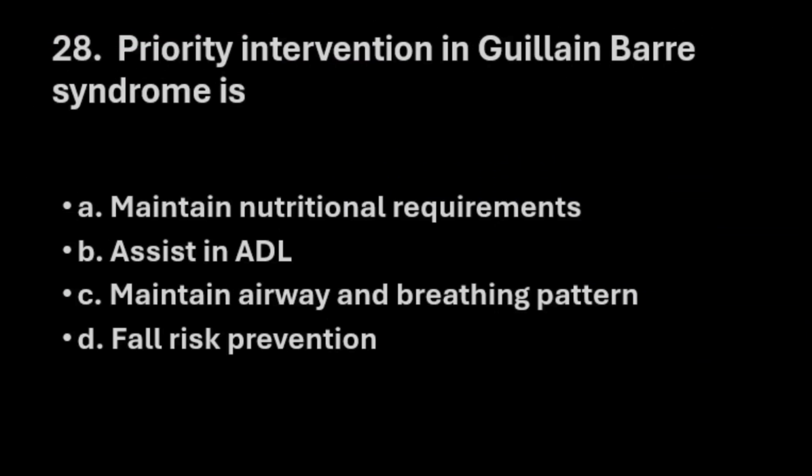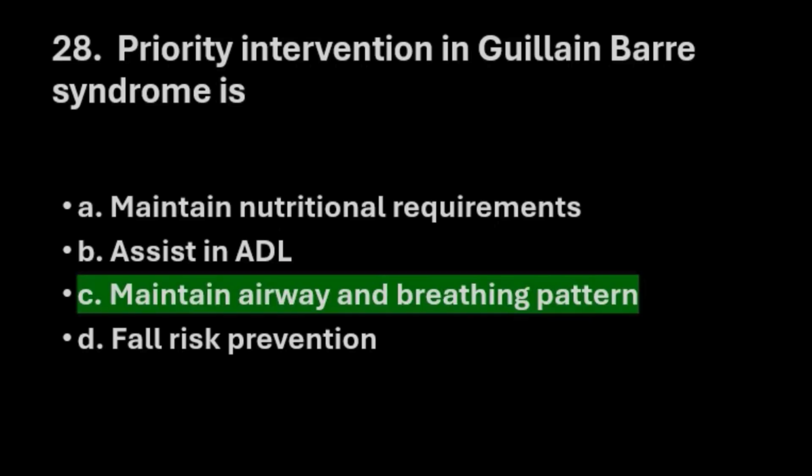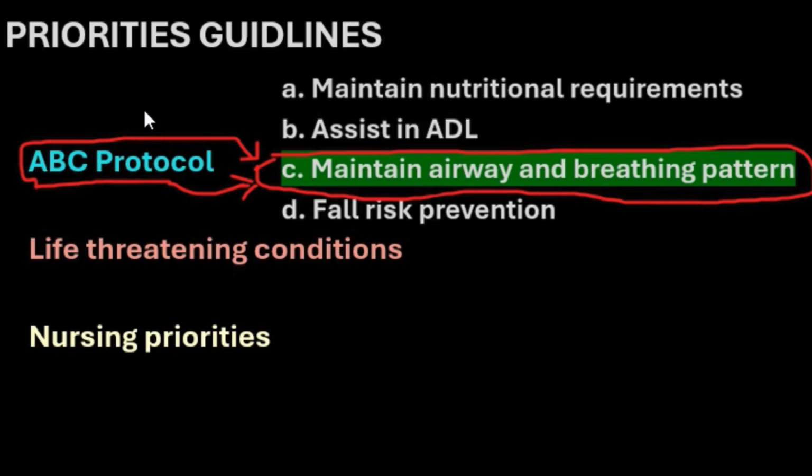Next question. Priority interventions in Guillain-Barre syndrome is option A, maintain nutritional requirement; option B, assist in ADL; option C, maintain airway and breathing pattern; option D, fall risk prevention. Let us see the right answer here. Here the question is for the priority. So the answer here is option C, maintain airway and breathing pattern is the priority.